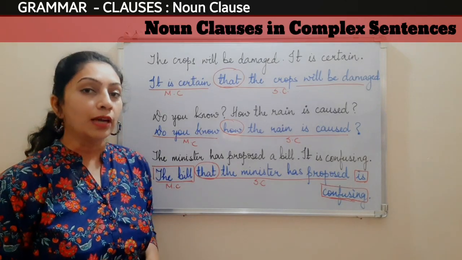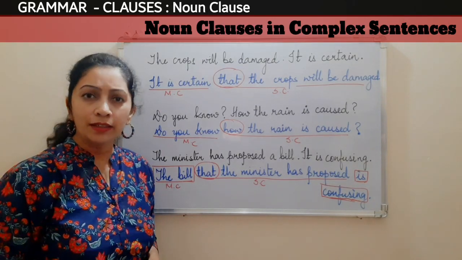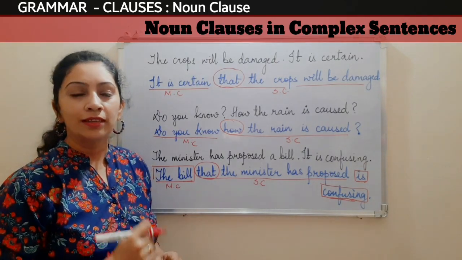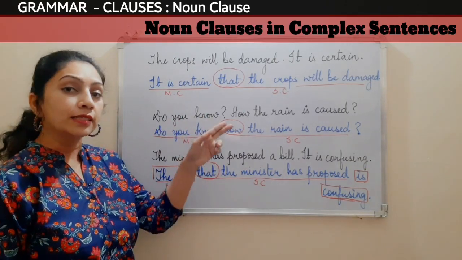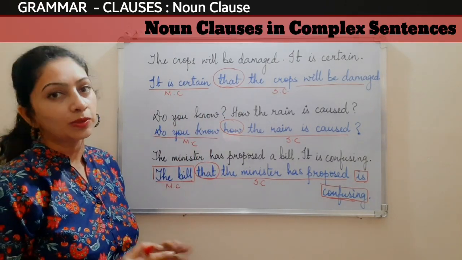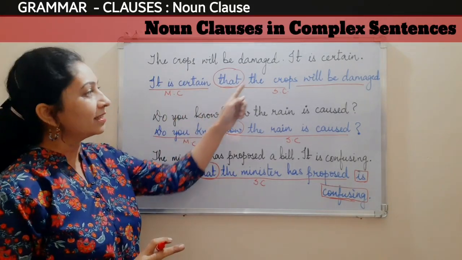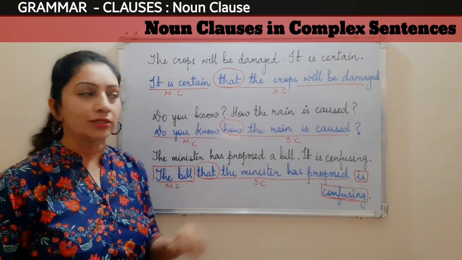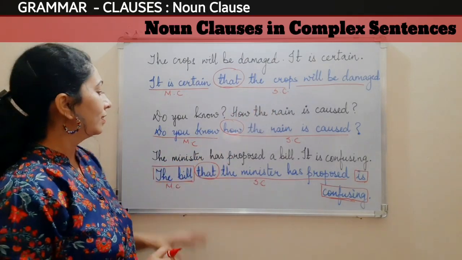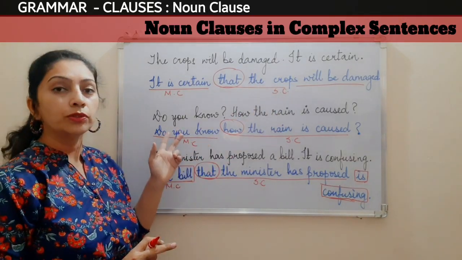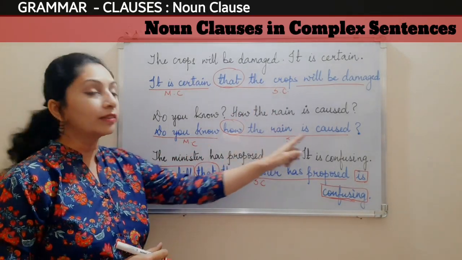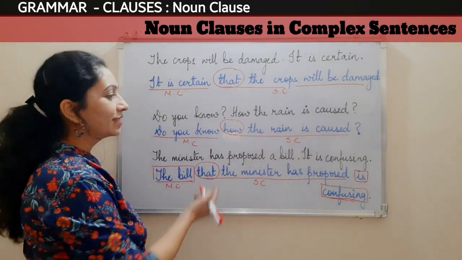But when we talk about a noun clause, what is the question that it has to answer? What? Now let's see if all these answer the what question to the main clause or not. "It is certain." Certain what? That the crops will be damaged. It's a noun clause. Next, "Do you know?" Do you know what? How the rain is caused. Again, it's a noun clause.